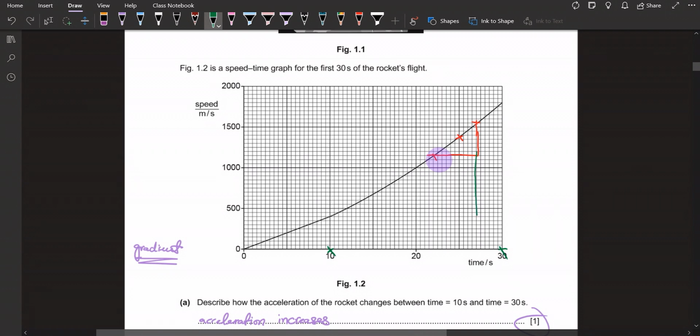So this is gonna be our 21, 22, 23, 24, 25, 26, 27, and this point here is gonna be 1550, and here this point is gonna be our 1150, and the x-axis is gonna be 22. So we have x2 as 27 and x1 as 22 and y2 as 1550 and y1 as 1150.